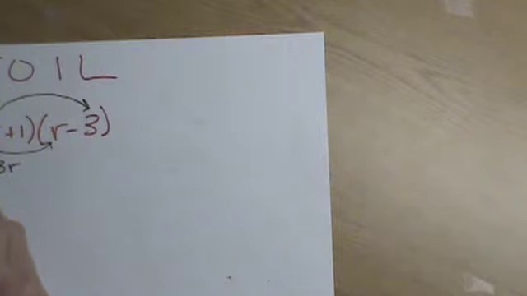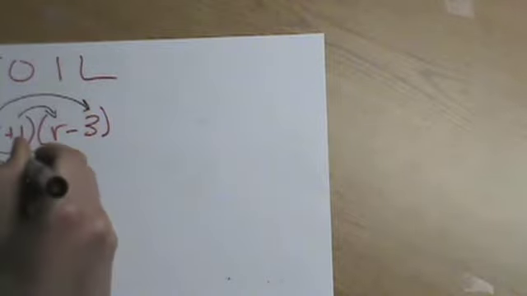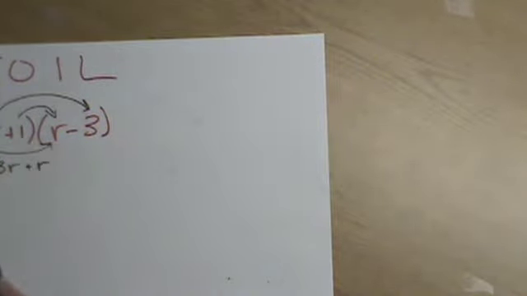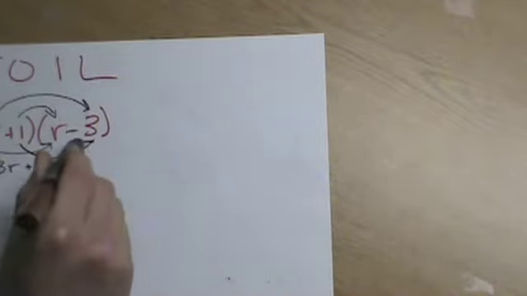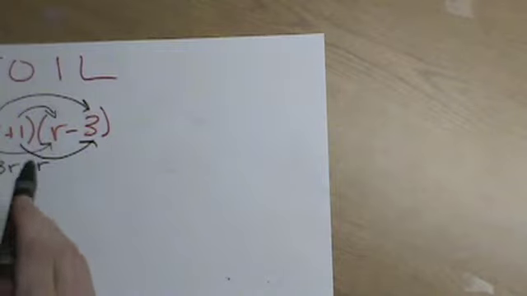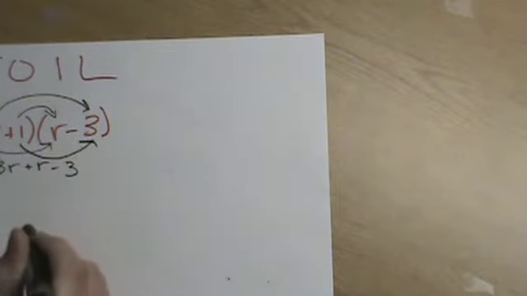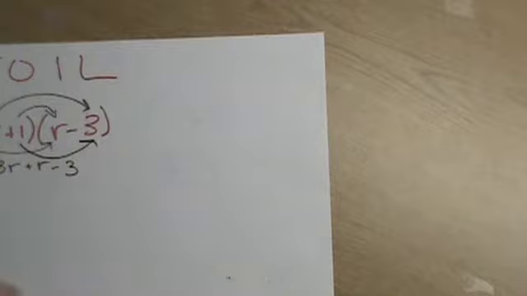Or you could do plus negative 3r. I just chose to do the minus sign. Now you can do the insides, so 1 and r. 1 times r is just a positive r. And lastly, you can do the lasts, so the 1 and the negative 3. 1 times negative 3 is negative 3. Now, you need to simplify.